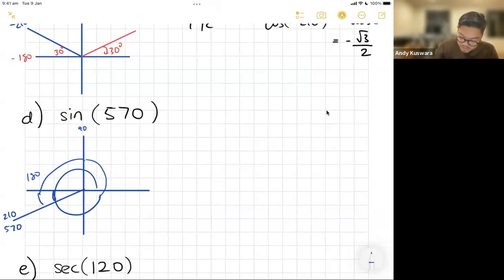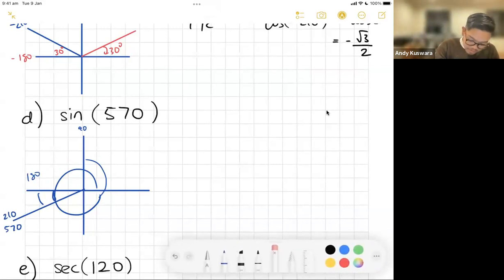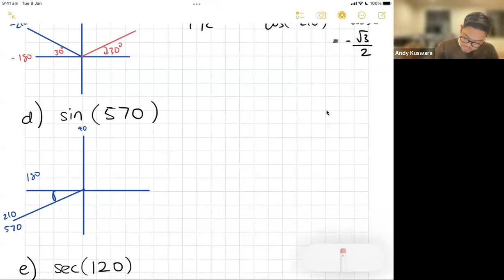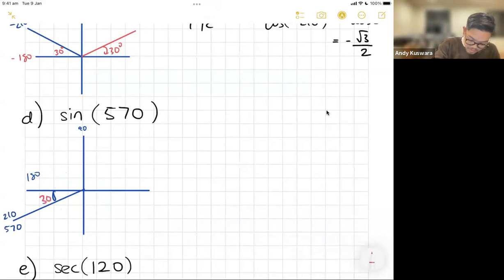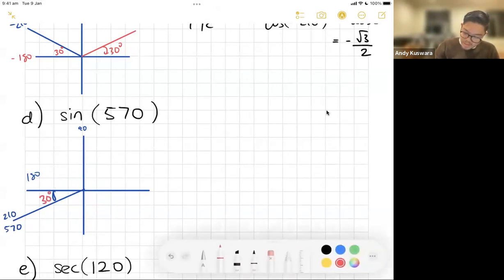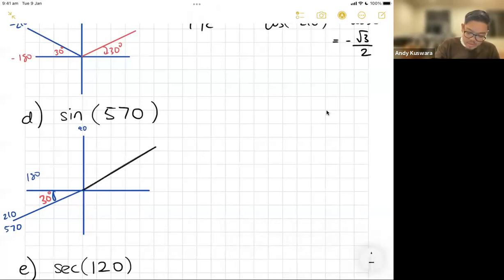Now, if that there is 210, it looks like our favorite number for today is actually 30. So that little guy there is going to be 30 degrees. And I need to relate it to my acute angle. So in other words, I'm going to look for when it equals 30 there.